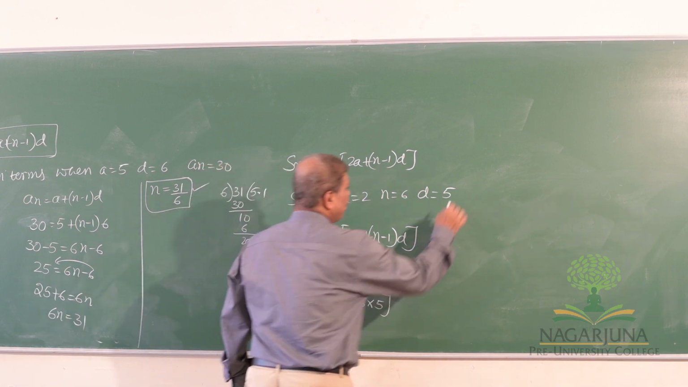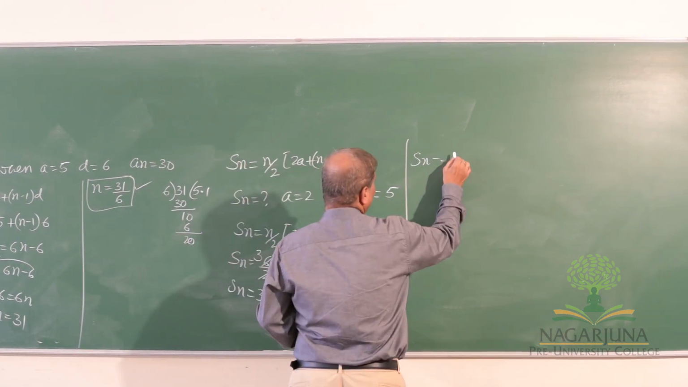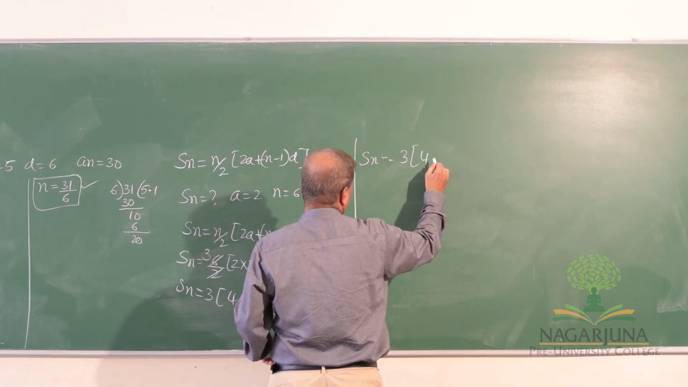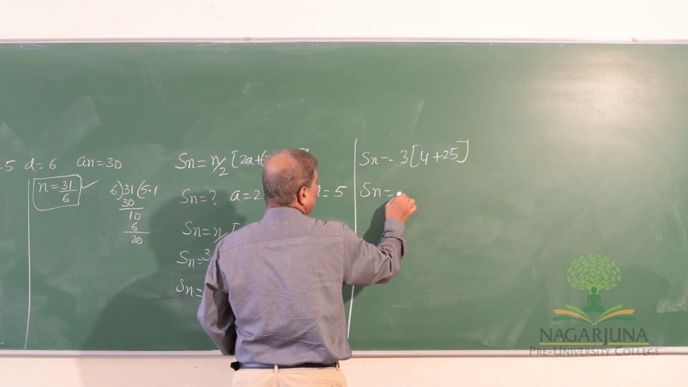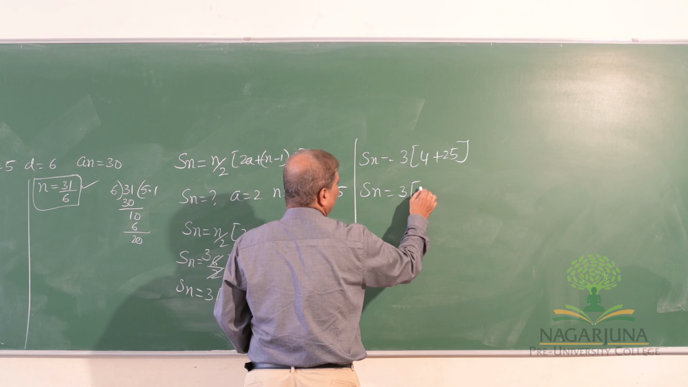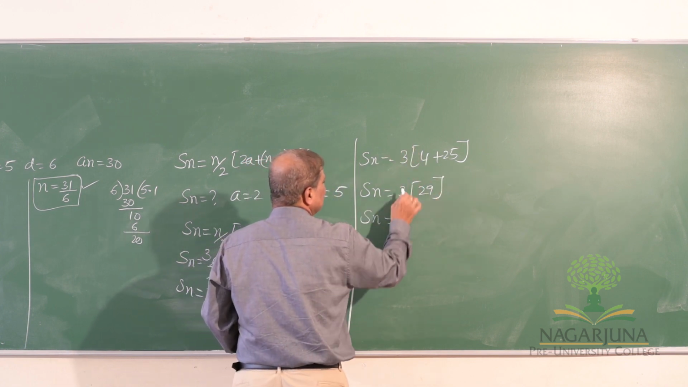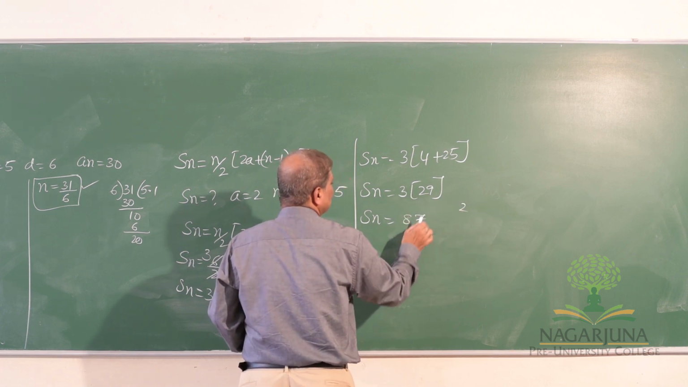Next step, Sn is equal to 3 into (4 plus 5 fives are 25). Next step, Sn is equal to 3 into (25 plus 4, 29). Again multiplied by 3. So Sn is equal to 3 nines are 27, 2 carry, 3 twos are 6 plus 2, 8.